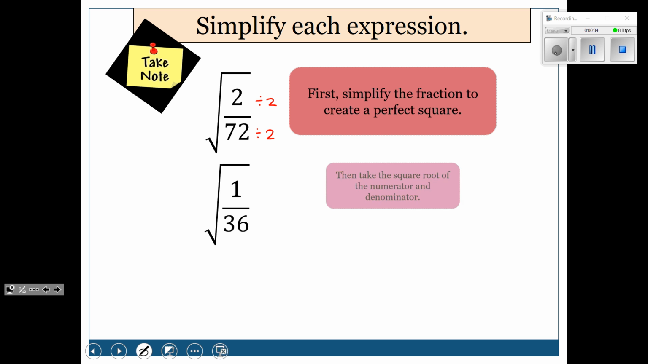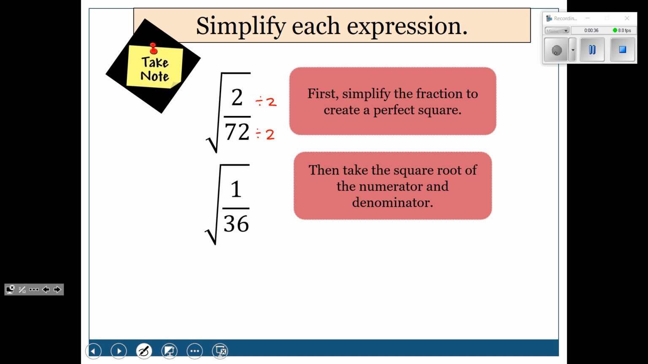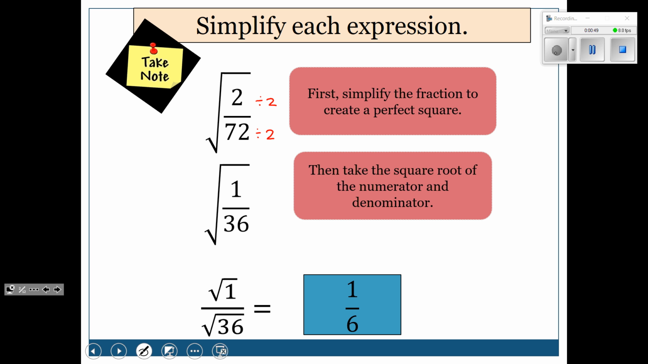Now we see if we can take the square root of either or both the numerator and the denominator. So we can break it down separately and ask what is the square root of 1 on top, what is the square root of 36 on the bottom, and that gives us a fraction of 1/6.